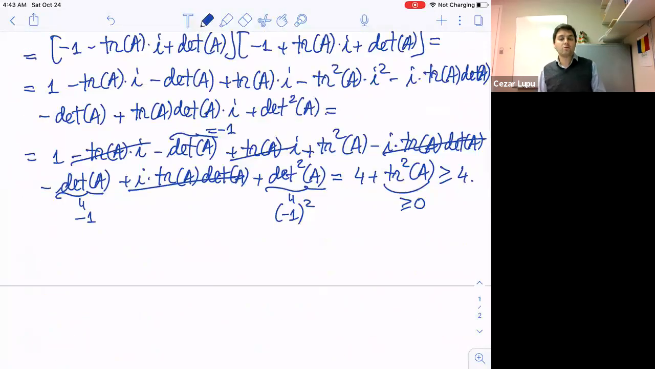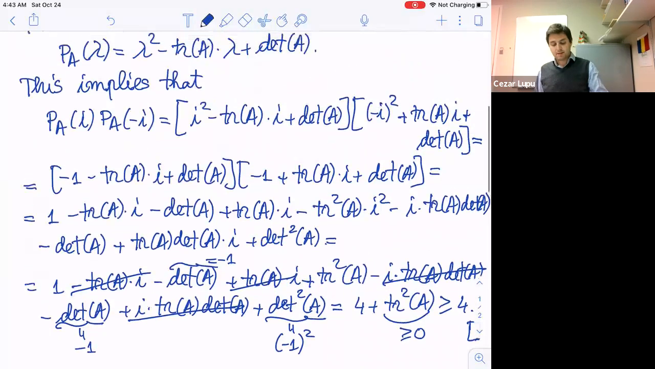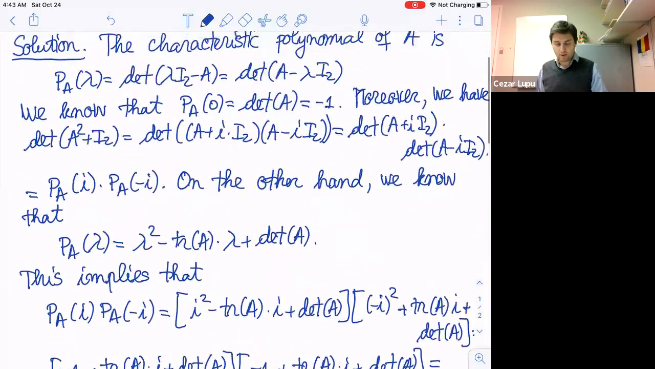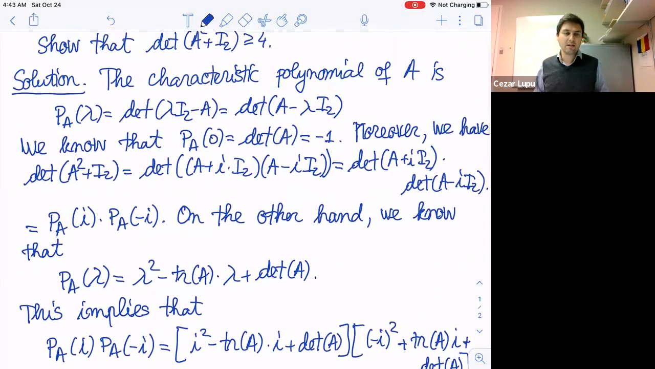When does equality hold? When the trace of the square root of A is 0, which means that the trace of A will be 0. So there are infinitely many matrices for which we have equality. All right, so that was the first problem. It's an easy problem, but you need to be careful with the computations and stuff.